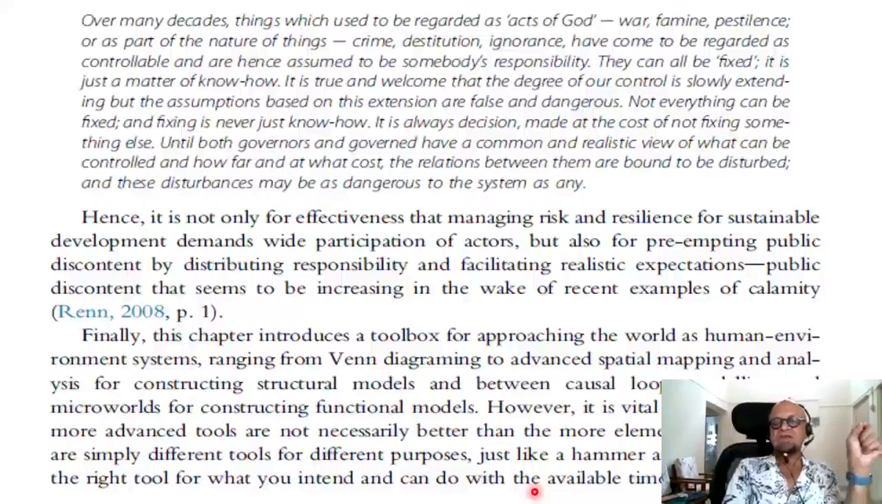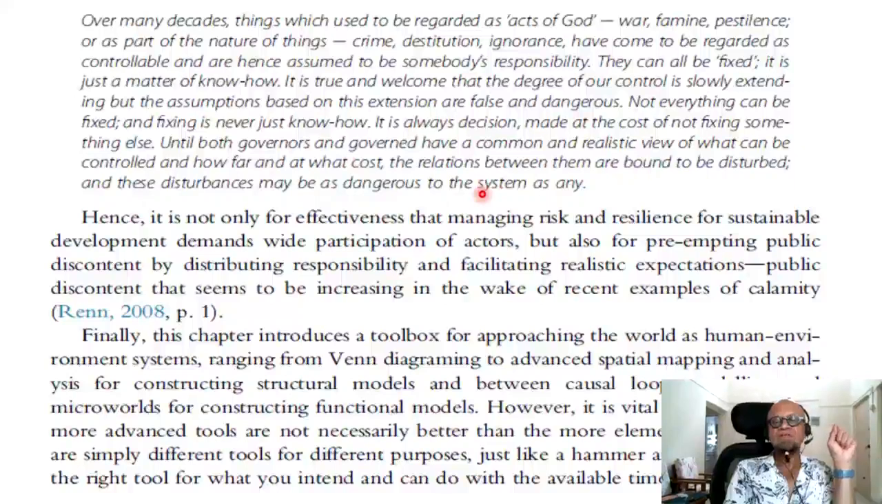So there are risks identified, and we saw how the concept of risk has evolved in the last few centuries. They can all be fixed. It is just a matter of know-how. It is true and welcome that the degree of our control is slowly extending, but the assumptions based on this extension are false and dangerous. Not everything can be fixed, and fixing is never just know-how. So these are called wicked problems, as we discussed already. There is always a decision made at the cost of not fixing something else.